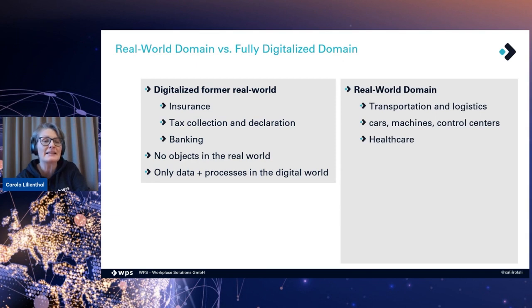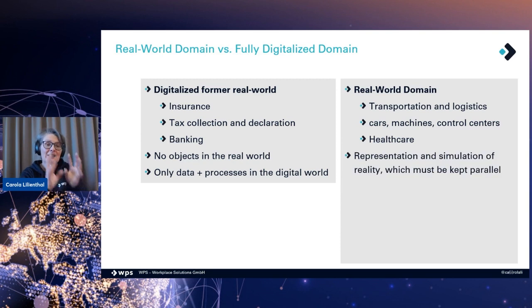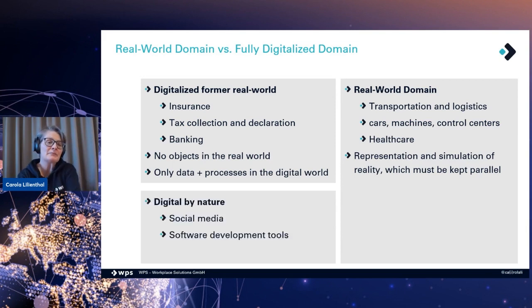Then there are domains where you will always have real world objects, in transportation and logistics, of course, when you deal with cars, machines, and control centers, or as well in healthcare. So in the software, you only have representations or simulations of the reality, and you have to keep them in parallel. And finally, digital by nature: social media or software development tools. Here you have no real world examples that exist anymore.